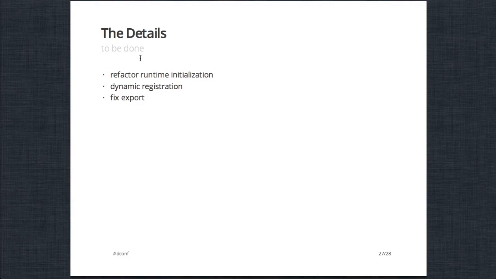So what's left to be done to actually get there? We have to do quite a lot of refactoring in the runtime still, because the initialization has to be done automatically. You want to have shared libraries being initialized even when a C library is loading them. Say you have a C library and it loads a D library, then it should initialize the runtime and work.